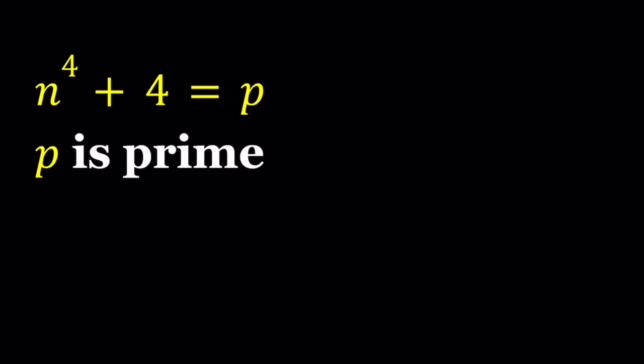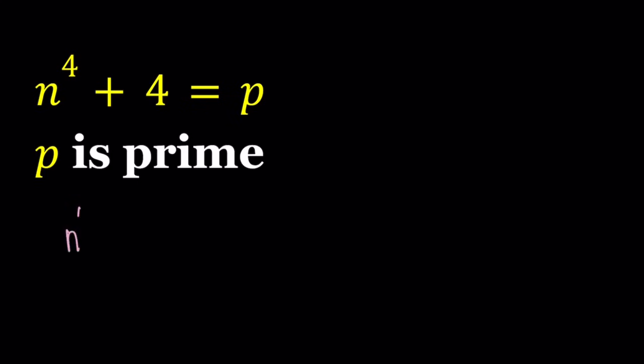We have two variables, but we have a single equation. So we're going to be using an identity to solve this problem, which is called Sophie Germain's identity. Sophie Germain is a French mathematician, and this identity is known by her name. So here's how it works.